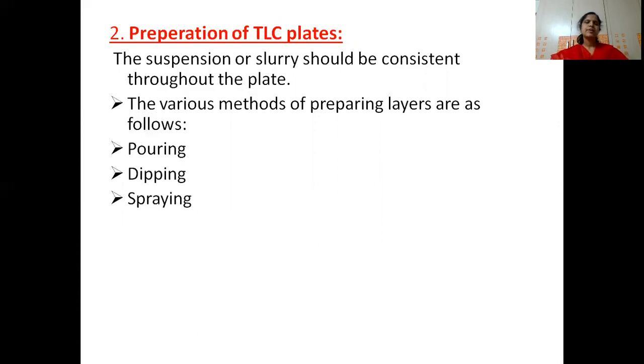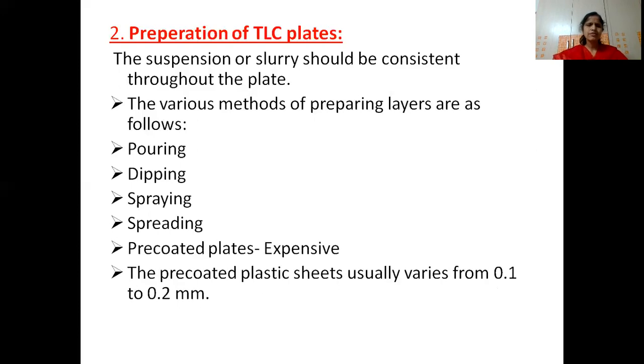The other method is by spraying, just how we spray paint onto the walls or the car. So just fill that slurry in a spray bottle and spray it onto the slide, or else by spreading. A spreader will be there, the machine in which the slurry has to be placed, and once you move it or run it on the glass plate, the plate will automatically get spread with the slurry.